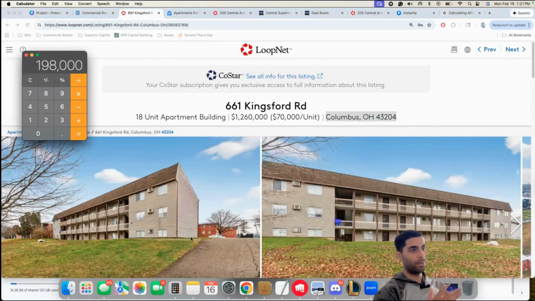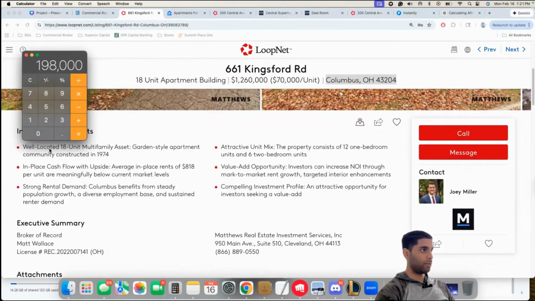Again, my rule of thumb, I keep it really easy for C class. I'm just taking half off the top. Let's see if a bunch have been renovated, then maybe I'll drop it to a 45% expense ratio.